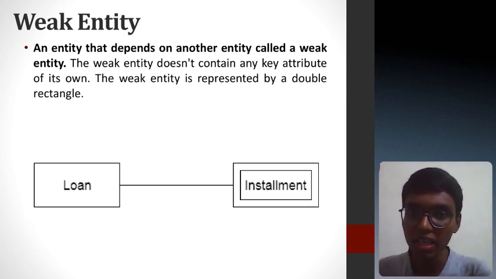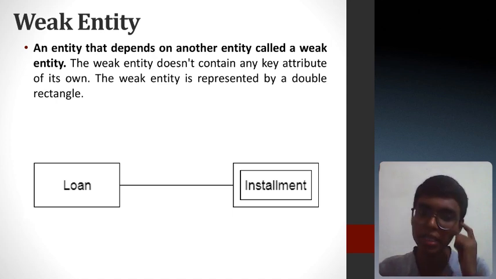Weak entity: an entity that depends on another entity is called a weak entity. It is represented by a double rectangle as we studied earlier. The weak entity does not contain any key attributes of its own.